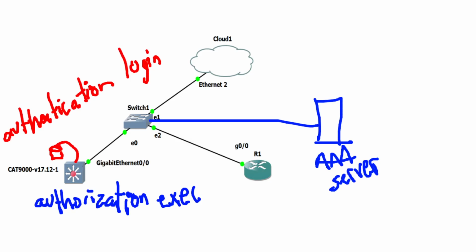Okay, for the next part of the lab, we are going to break authorization exec. We are going to simulate a scenario where it is going to lock us out from the device. In this case, authentication login is going to perform authentication using a locally stored database created with the command username. And we are going to configure authorization exec to actually use a AAA server. We are going to simulate in this case that the AAA server is not reachable, and let's see what happens.